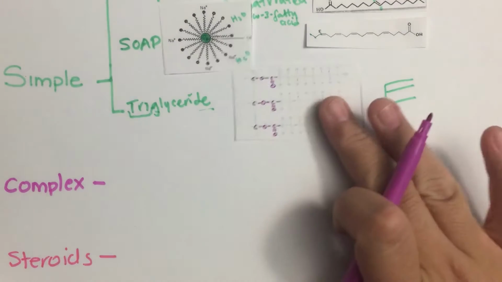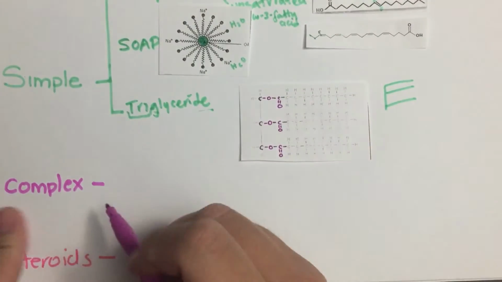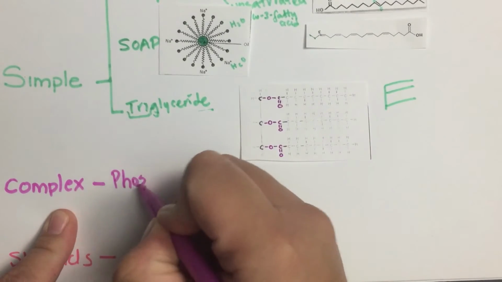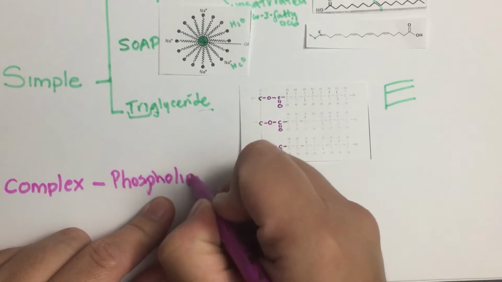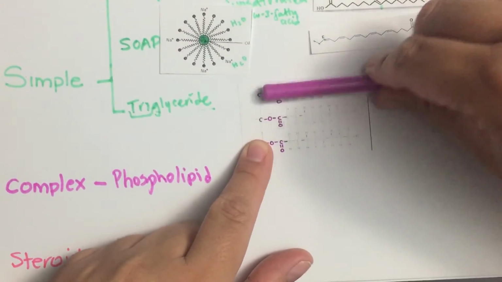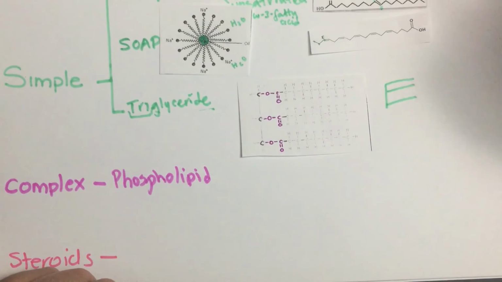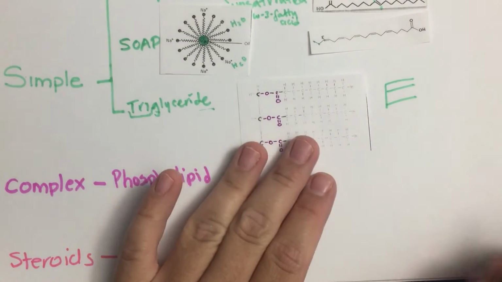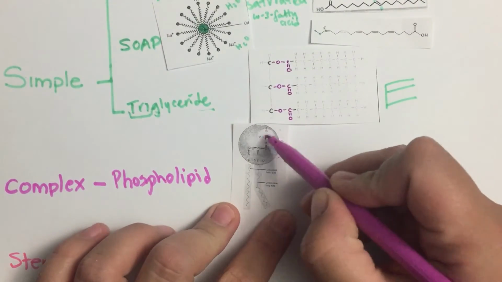What's that difference? We're going to take this triglyceride, and I'm going to tell you that a complex lipid, in this case we're going to focus on phospholipids because they are quite important for nature. You're going to see that one of these tails is going to be replaced by another group. It could be by a phosphate, it could be by any other group. So what we're going to have today is the phospholipid.